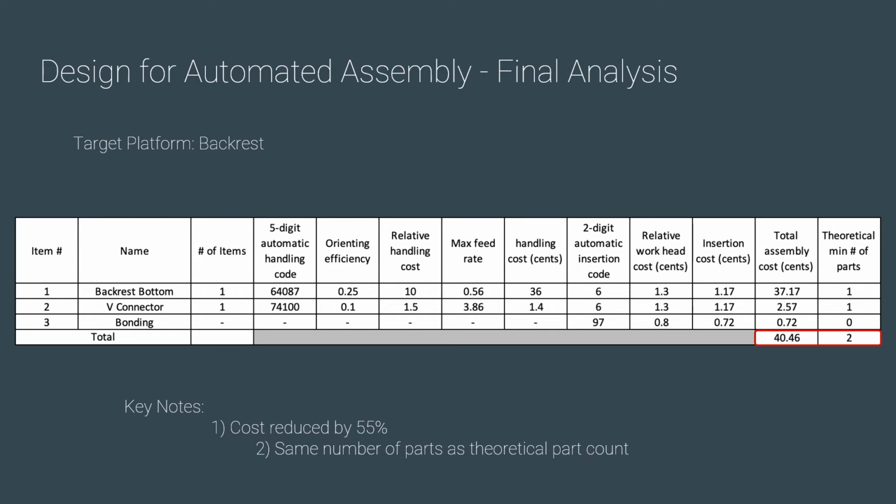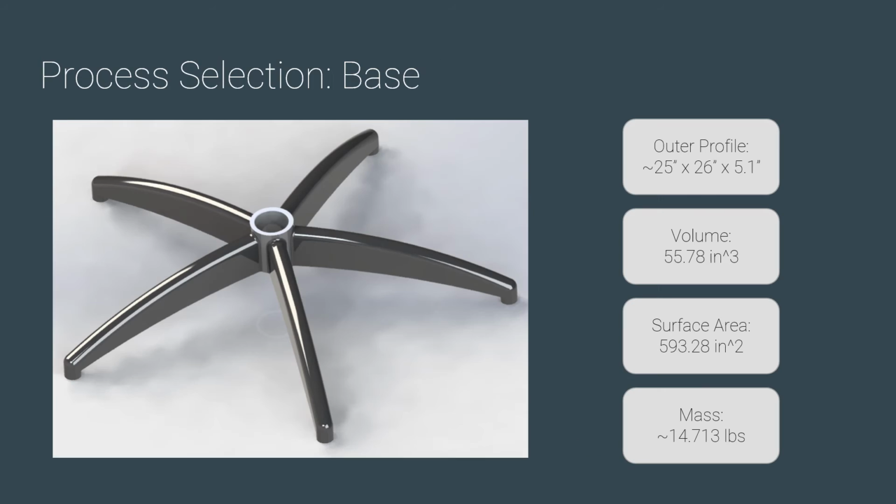As shown in the final analysis, the cost was reduced by 55%, and now we are using the same number of parts as the theoretical part count, reducing the costs of unneeded parts. For the base, we needed to collect a few parameters to determine which process should be used.